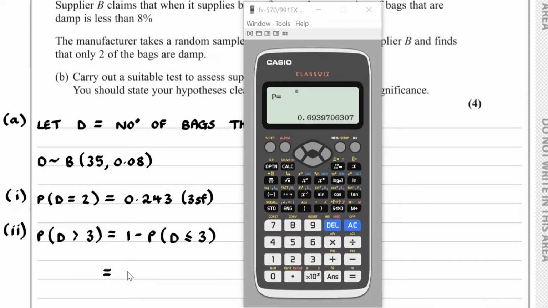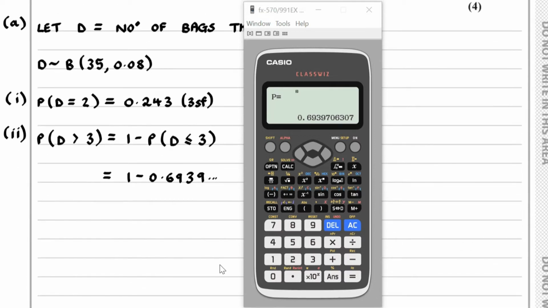So we have 1 subtract 0.6939, etc. So 1 subtract this is equal to 0.306 given to 3 significant figures.